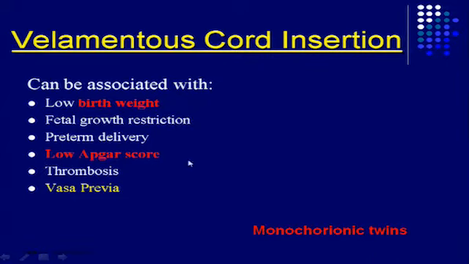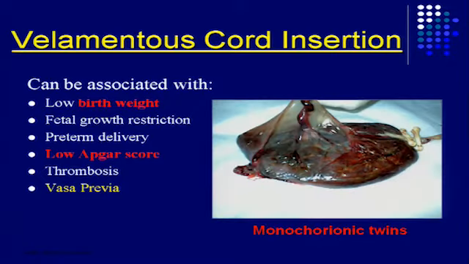Now, we see more of these in association with monochorionic twins. So when you have monochorionic twins, really start looking for abnormal insertion sites into the placenta. So we can see the cord insert here traveling through the membranes and then over to the placenta.